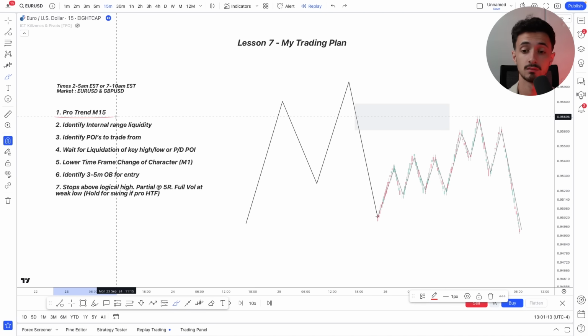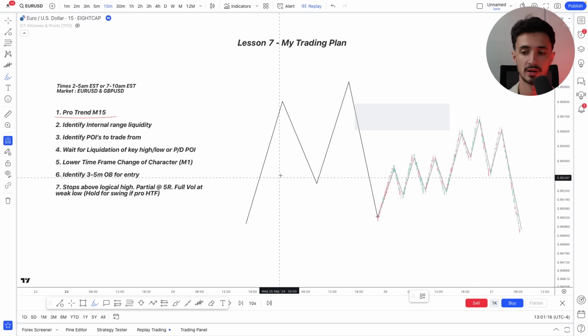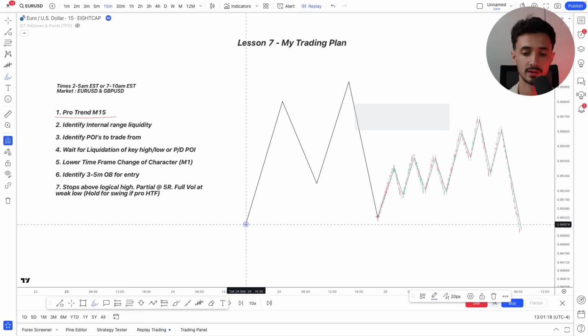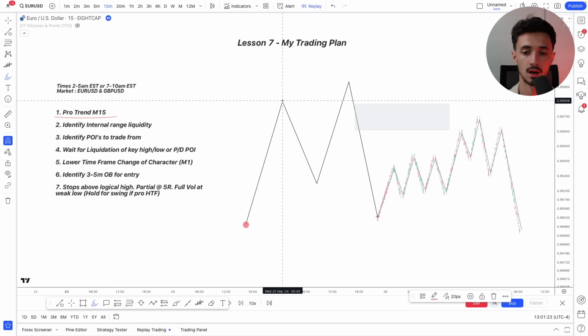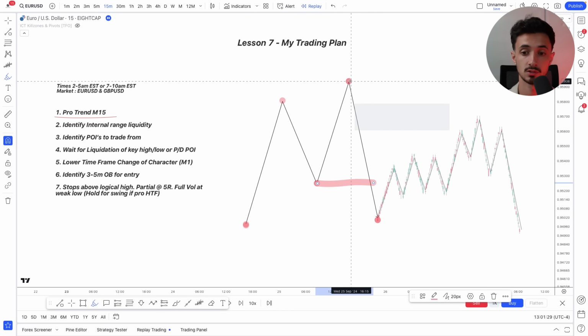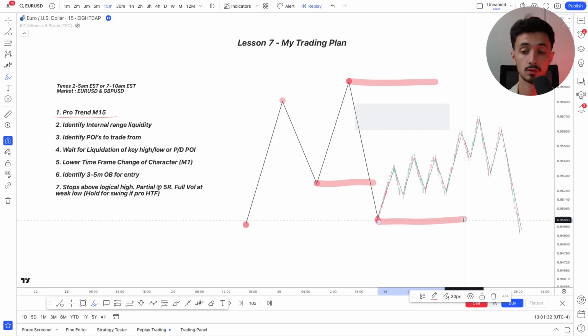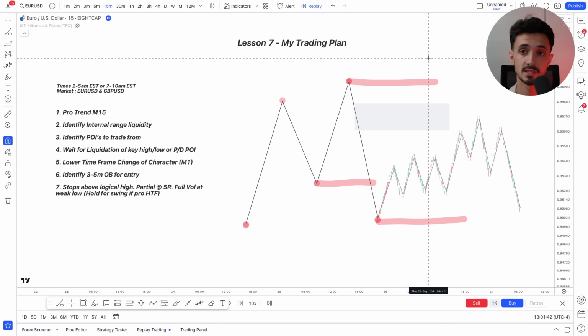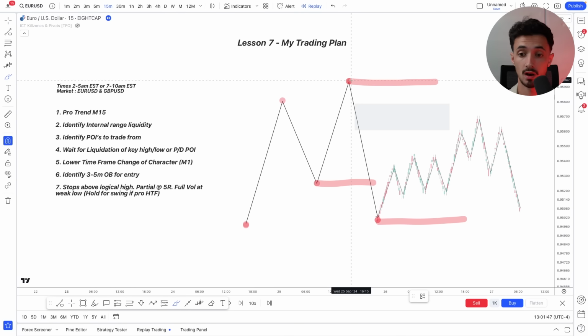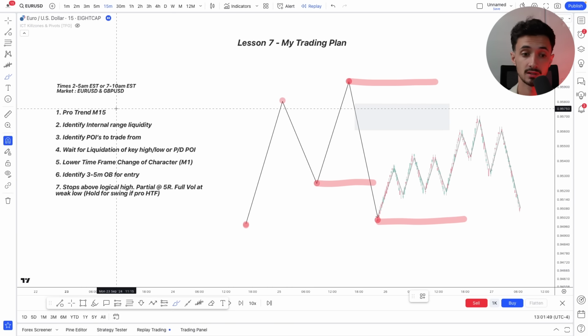Step 1, pro trend. I'm always making sure that I'm trading pro trend, obviously. So if we identify the trend right now, you will see that we have low, high, higher low, higher high, lower low, change of character. Swing high, strong, swing low, weak. The structure is bearish. So pro trend M15 means I am only looking for short positions on this specific day. That's step number 1. We are looking for shorts. We are bearish. Pro trend done.